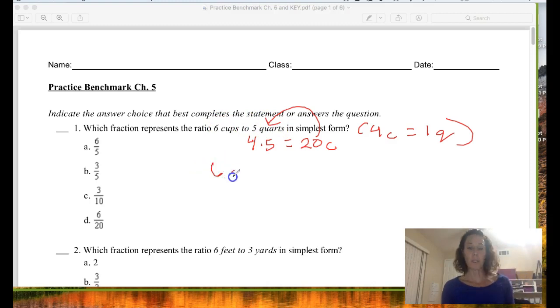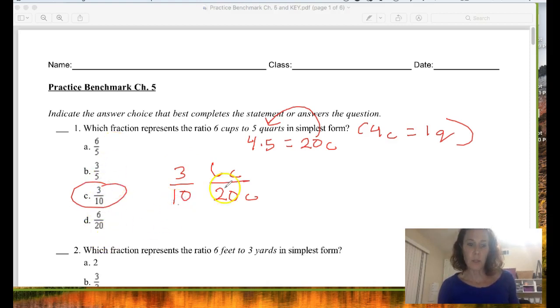So I'm going to do 6 cups to 20 cups. And if I reduce this, let's see, 2 goes into 6 3 times, and 2 goes into 20 10 times. 2 goes into both of these numbers. It can reduce to 3 to 10, and it would be C. All right, on to the next one.